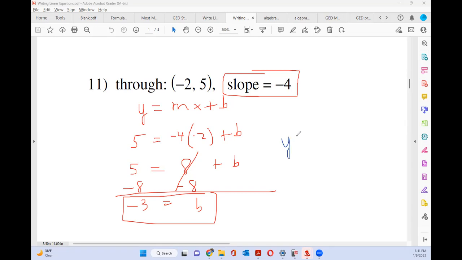y equals -3x plus... No, the equation of the line must start how? y equals. You cannot forget that y equals. Yes, I forgot. Okay, so y equals what? -4x -3. That's your equation of the line. Done. Guaranteed problem on your exam.